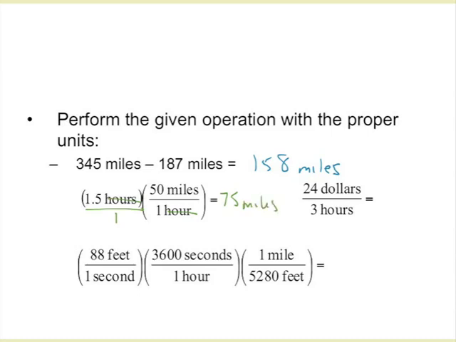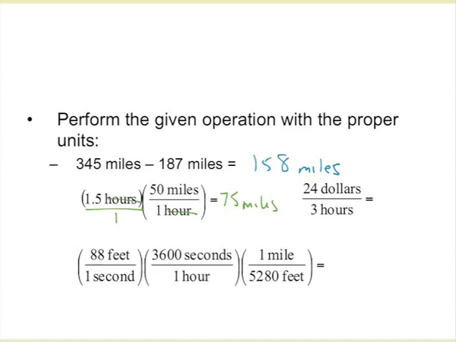Miles. So what this problem is talking about is something like, I drove for 1.5 hours at a rate of 50 miles an hour. How far did I go? 75 miles. Okay, so that would be an application of what these numbers would mean.